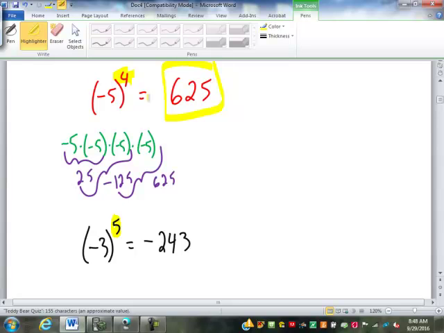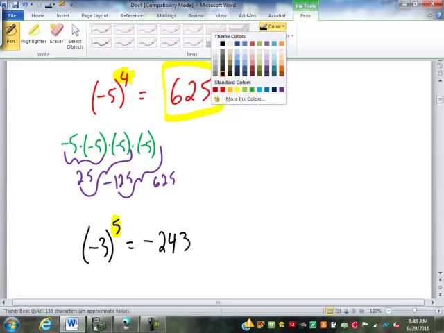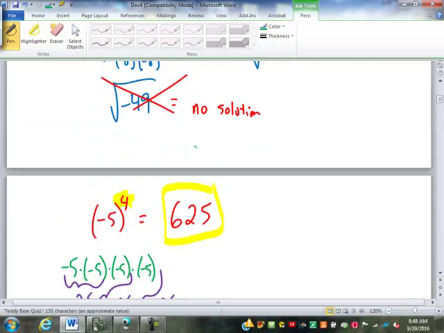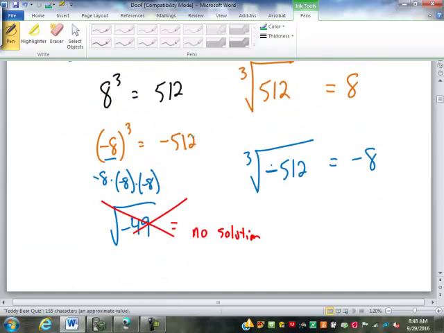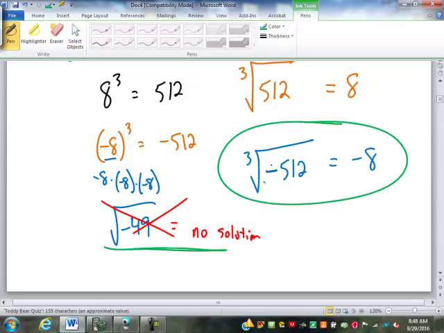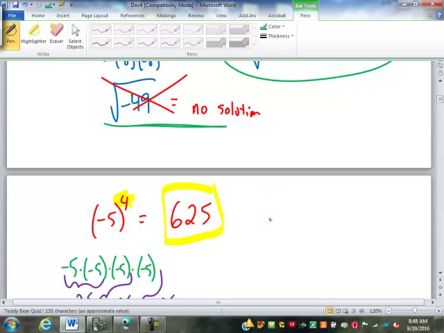Does that make sense? So what that means on the other side of things, we saw here you could not take the square root of a negative number, but you could take the third root of a negative number. What about a fourth root of a negative? No, because anything to the fourth power is going to be positive. I could take the fourth root of 625. What's it going to be?